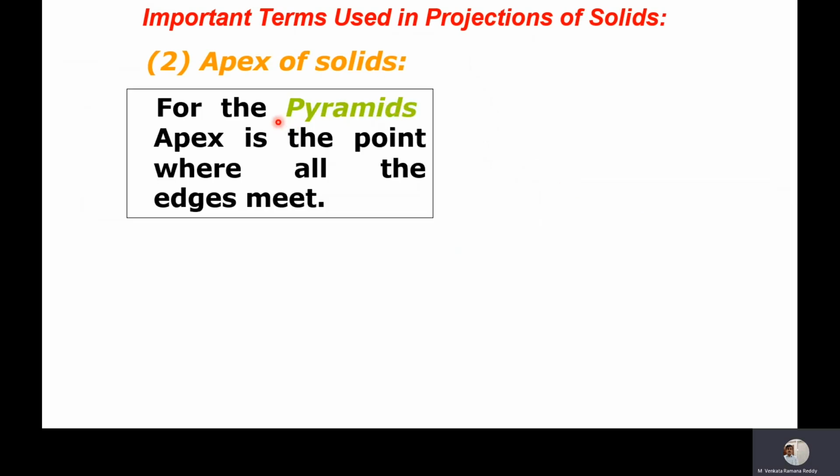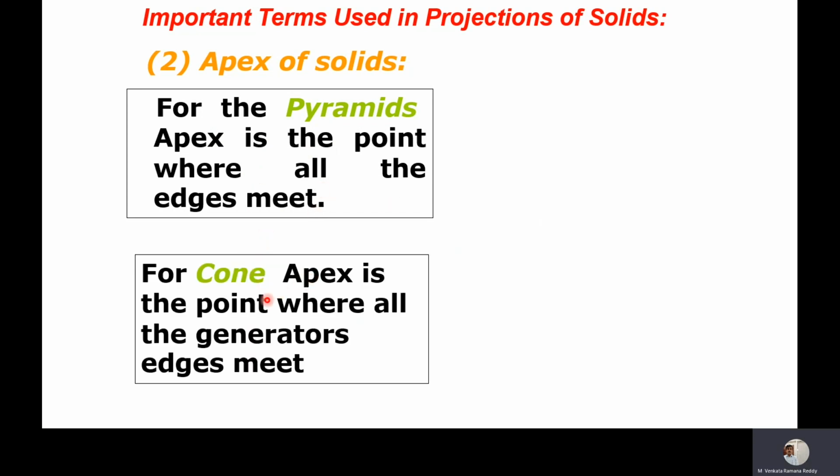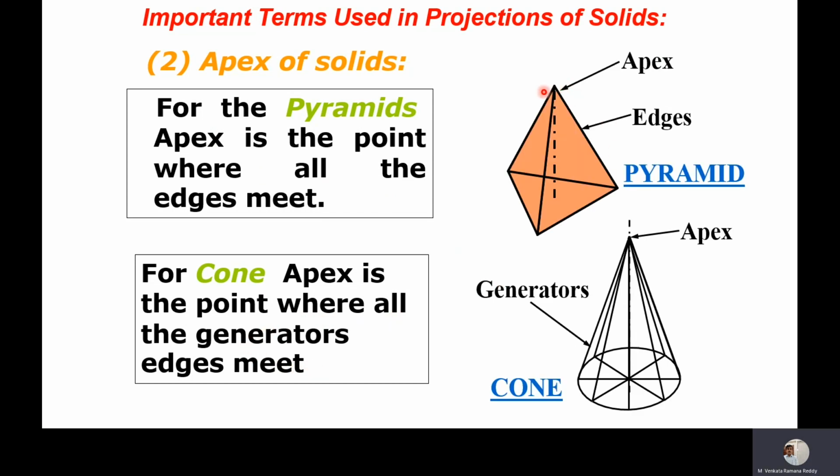Apex of a solid. For the pyramids, apex is the point where all the edges meet. For a cone, apex is the point where all the generators meet. So here this is the apex. All these face edges are meeting at a particular point called apex. And in the case of a cone, all these generators are meeting at a particular point called apex.